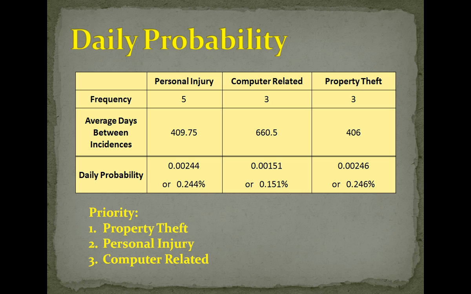For my personal security, I have the highest daily probability of property theft, followed by personal injury, and the least likelihood of computer or internet-related incidents. That being the case, if I had a limited budget, it would be in my best interest to buy a system to protect me from property theft before protecting myself from the other categories, since property theft is the most likely to occur.